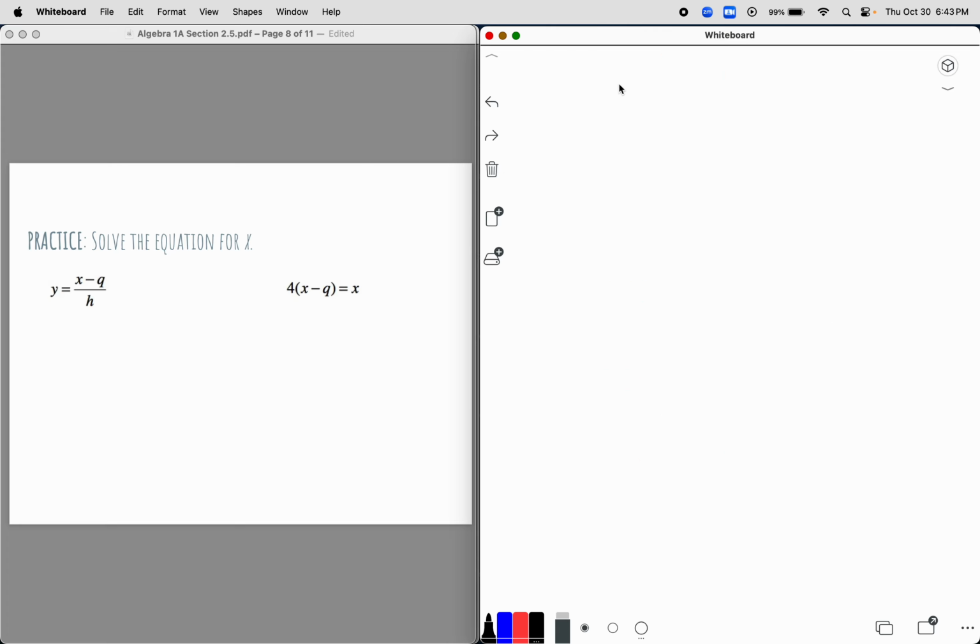Here, we have y is equal to x minus q divided by h. Okay. In order to solve for x here, we have to get rid of this denominator. And we get rid of this denominator by multiplying by h, or h over 1 if you want to turn it into a fraction. These two guys go bye-bye. They cancel. That's what we want. This x minus q drops.